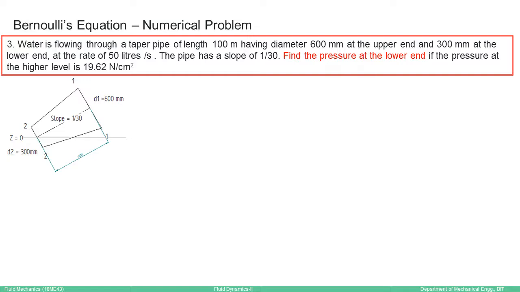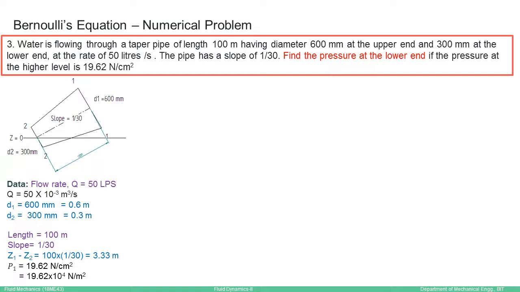And in order to find the difference between the centers of section 1-1 and 2-2, we can use the length of the pipe and the slope. The length of the pipe is the inclined length of the axis shown in the picture, that is 100 meter, whereas the slope is 1 in 30. So in order to get the vertical height between the two centers, we take 100 meter multiplied by 1 by 30. So we get 3.33 as the difference between Z1 and Z2.